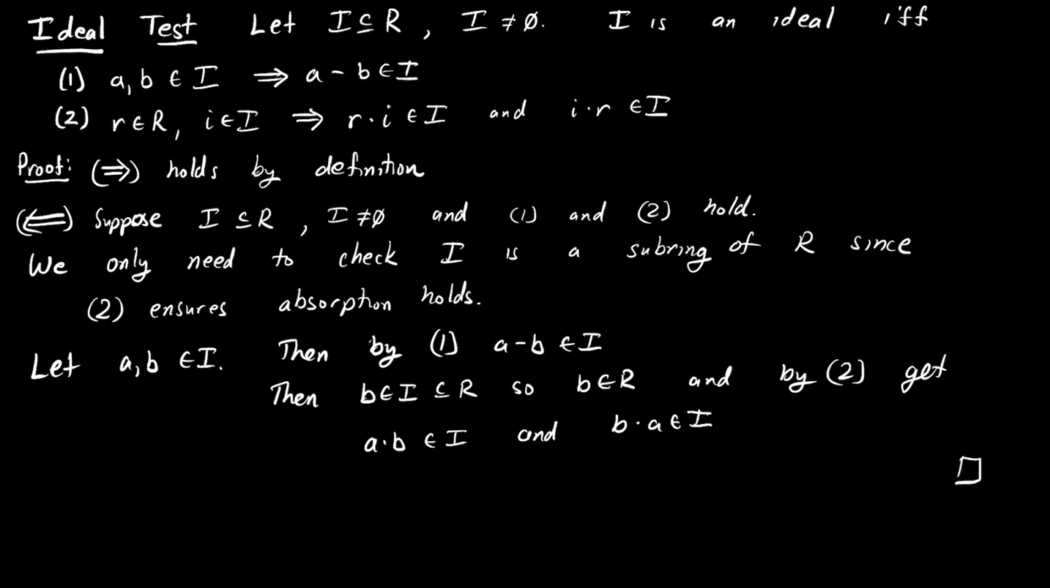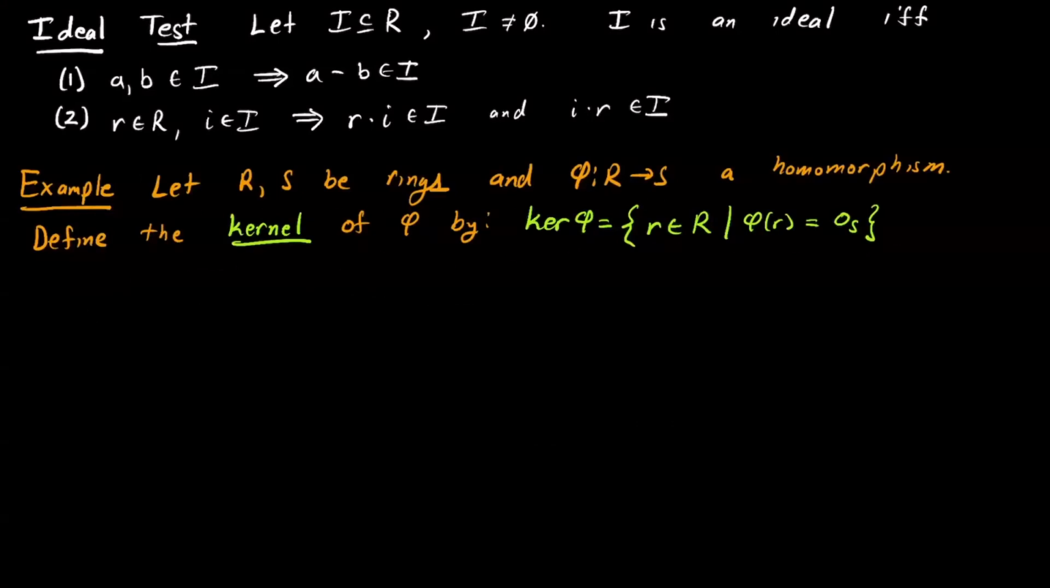So now let's do a few examples of using the ideal test. Our next example is actually going to be pretty important. So this is a definition to remember. So we'll let R and S be rings, and phi from R to S be a ring homomorphism. What I'm going to define is what's called the kernel of phi. And the kernel of phi is just going to be the set of elements r in R such that phi of r is the 0 element of S. So the set is just the set of things in R that get mapped to 0.